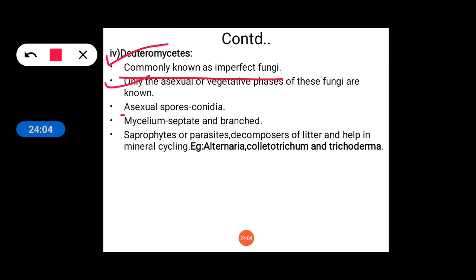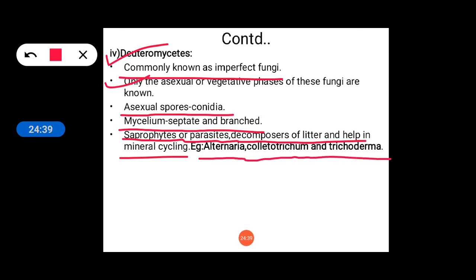Asexual spores are known as conidia, and there is a presence of mycelium, and this mycelium is septate and branched. And the last point is saprophytes or parasites, decomposers of litter, and they help in mineral cycling. They are saprophytic or parasitic, and they are also decomposers. Examples of deuteromycetes are Alternaria, Colletotrichum, and Trichoderma. Okay. So this is all about the kingdom fungi.